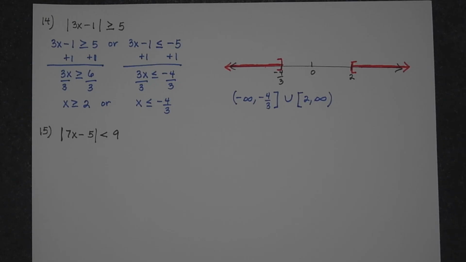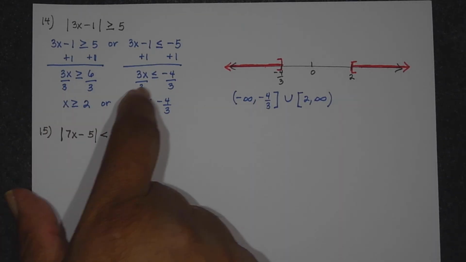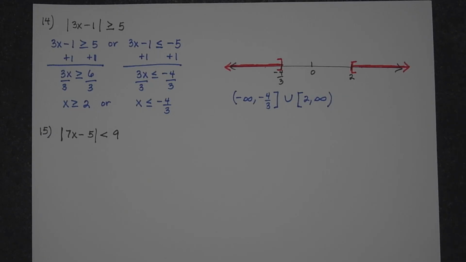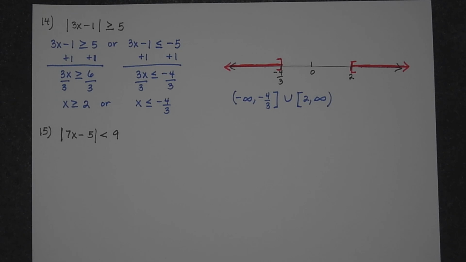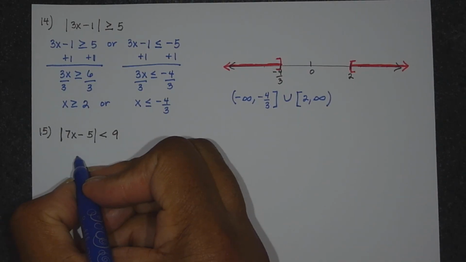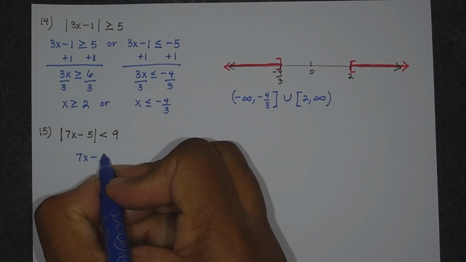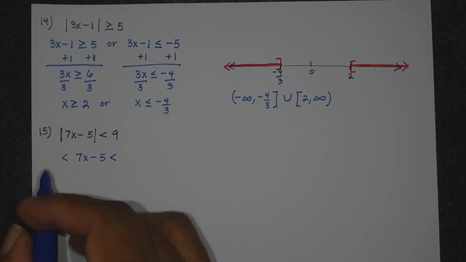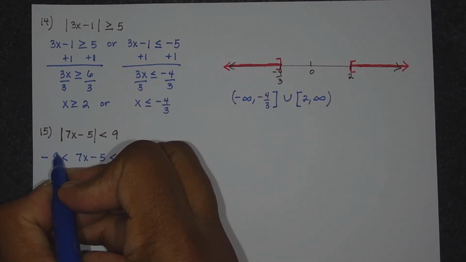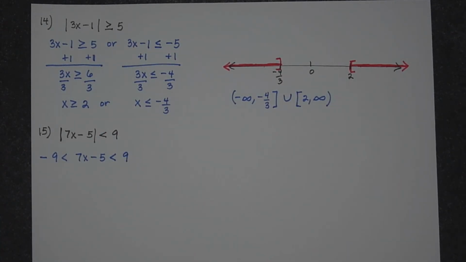Now, number 14, with greater than or equal to, you had to write that as two separate inequalities. With less than, we're going to write this as a compound inequality for this absolute value inequality. And the way we set up that compound inequality would be this. What's inside the absolute value symbol, which is, of course, 7x minus 5, will be in between the two less than symbols. On the left side, your 9 would be negative. On the right side, the 9 will be positive. So here we got 7x minus 5 is greater than negative 9 and less than 9.